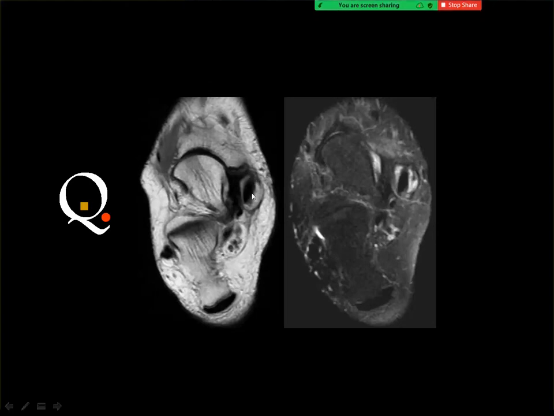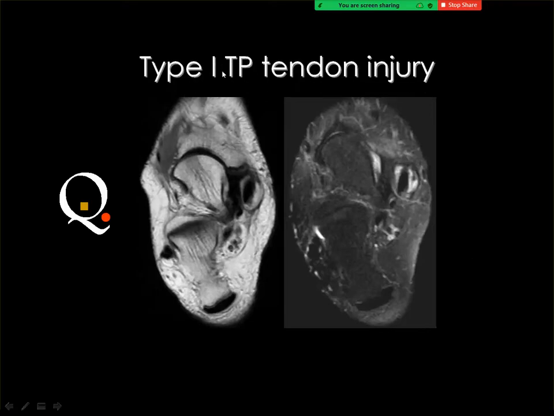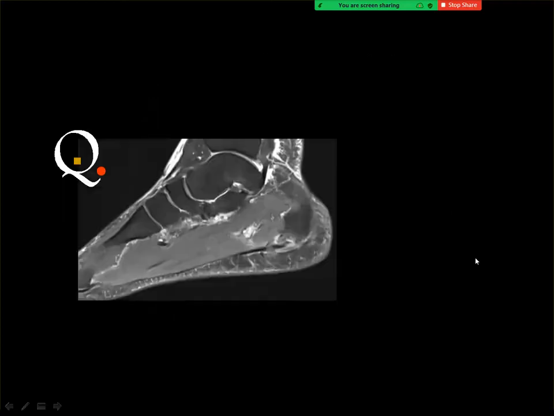And this indicates that you are dealing with type 1 injury of the tibialis posterior when compared to the flexor digitorum and the flexor hallucis longus tendons. Also, the tendon is surrounded by a fluid signal indicating tenosynovitis. Then the right answer is type 1 injury of the tibialis posterior tendon with tenosynovitis. This is MRI of the foot.